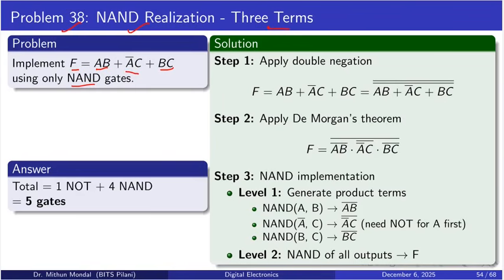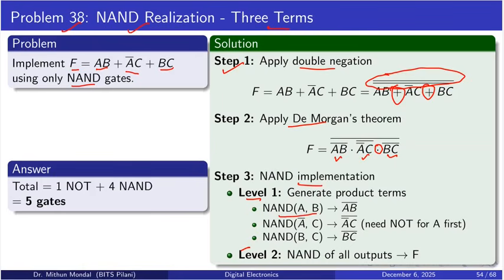So what we do in step 1 is apply the double negation to this one. Here we apply the double negation to the original expression, and then we apply De Morgan's theorem. All these summations will be converted to the corresponding products, and you will get the terms with the negation. So for the NAND implementation, again we'll have two levels.